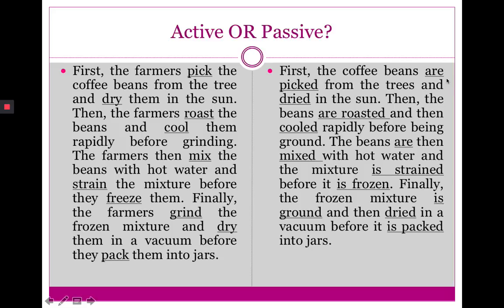However, you have a be verb here. You have the be verb before you can have the verb in the form of past participle. So you have are picked, you have are dried, you have are roasted, and then you have are cooled, are mixed, is strained, is frozen, is ground, is dried, is packed. Okay, so that's the difference between active and passive.